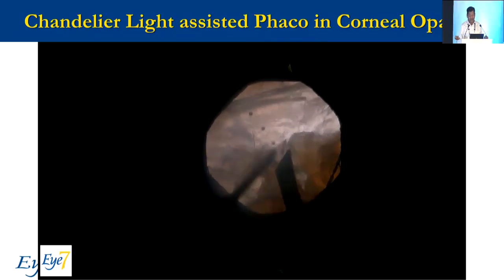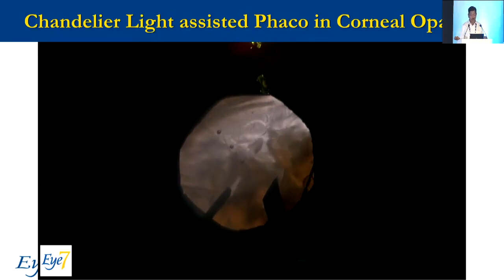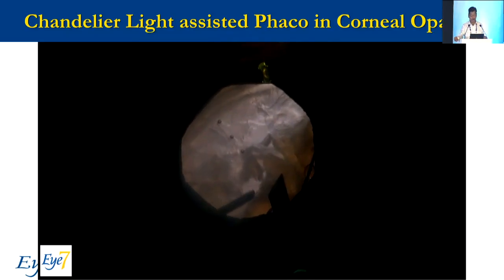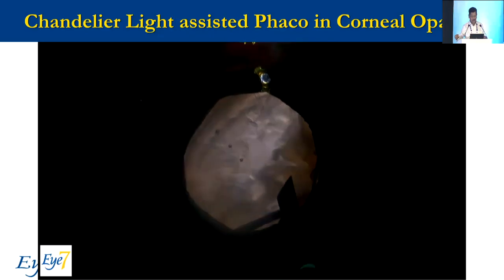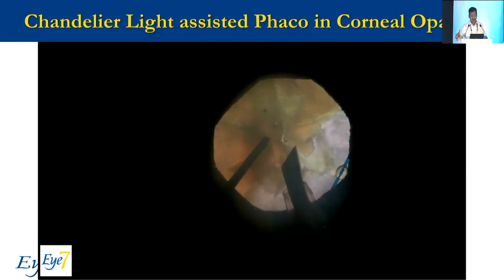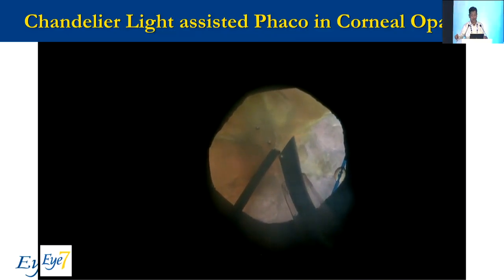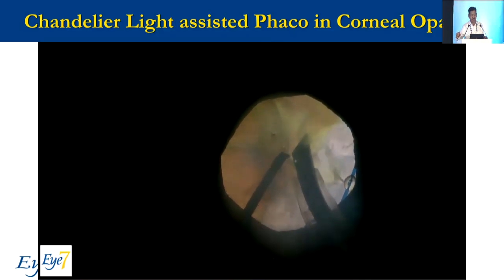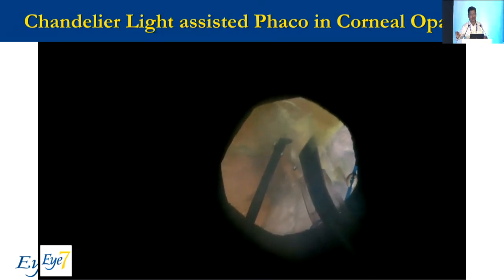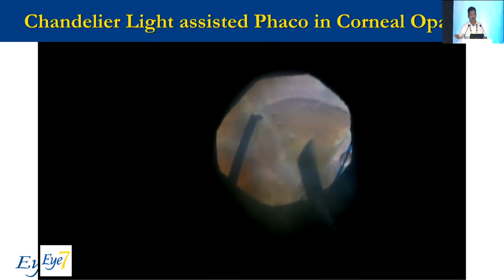Now I'm changing the light illumination to show you the changes I see in my perception of the nucleus. So now I've reduced the illumination of my chandelier light, and I see a different color of the nucleus. Right now, again, I've changed to increasing the intensity, and you could see the change in colors. So you can choose the right intensity of the chandelier light to give you the right contrast that you require to do a phacoemulsification in the bag.